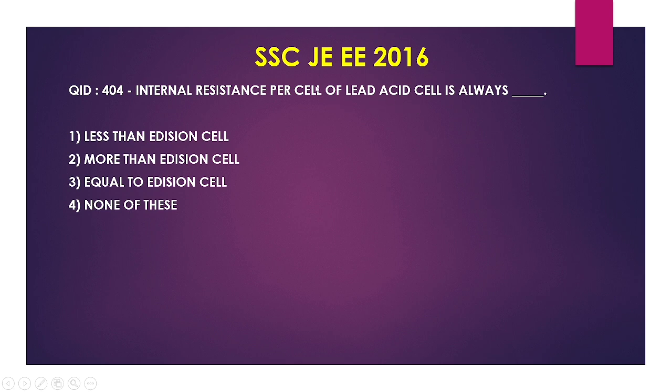They are comparing two cells, that is lead acid cell and Edison cell. We need to compare these two cells and identify the answer from the given options. You just think. Now let me see the answer. The answer is less than Edison cell. That is, the internal resistance per cell of lead acid cell is always less than Edison cell. Now let me move into the next question.